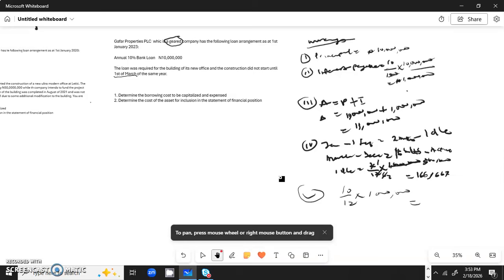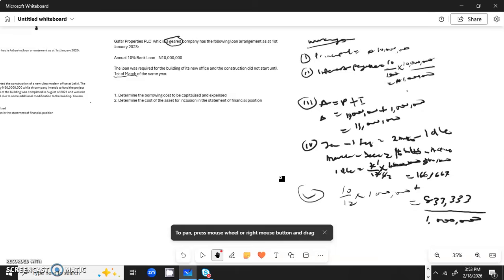So that's 1 million times 10 divided by 12. That's 833,333, okay? So we now have 833,333. When we add this plus this up, it should give us 1 million borrowing cost.